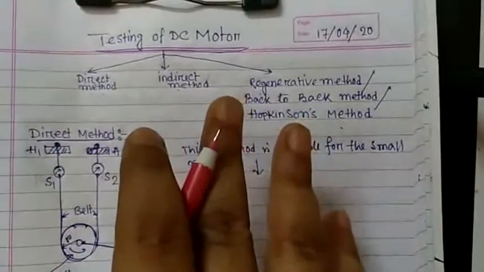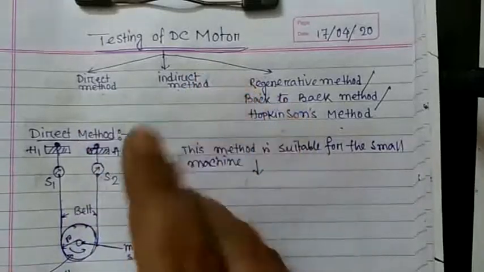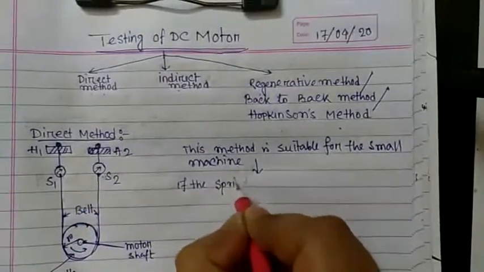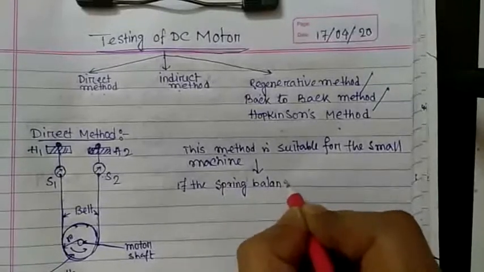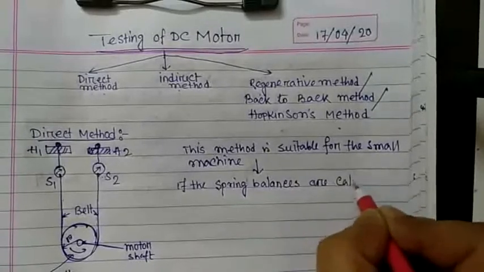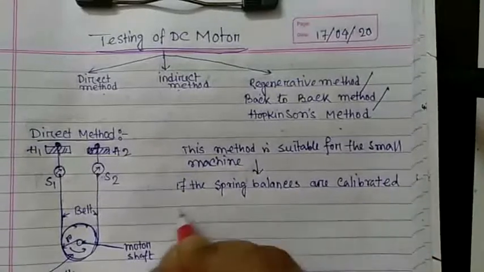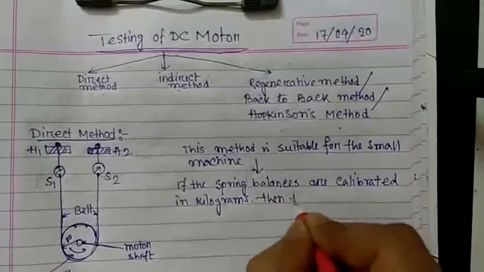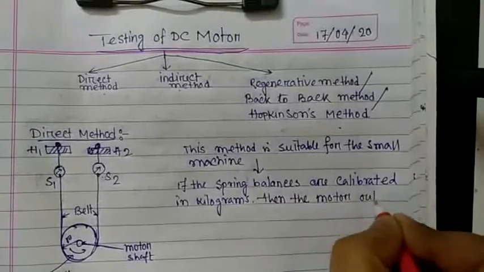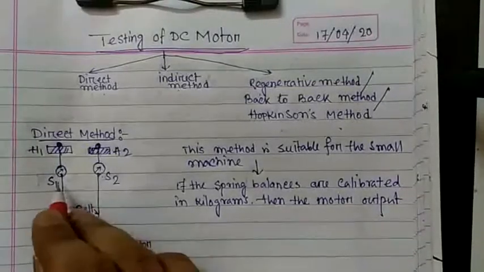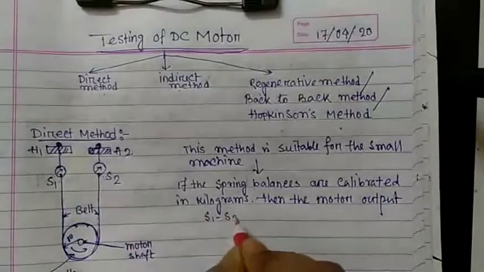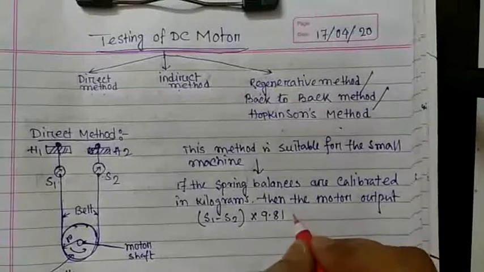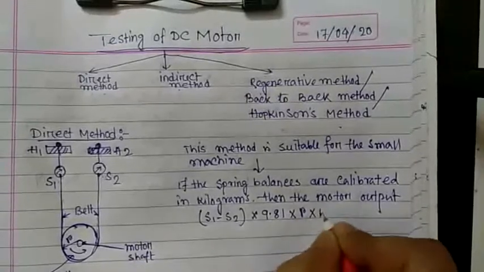Now, if the spring balances are calibrated in kilogram, then the motor output is (S1 minus S2) into 9.81, that is g, into R into omega.